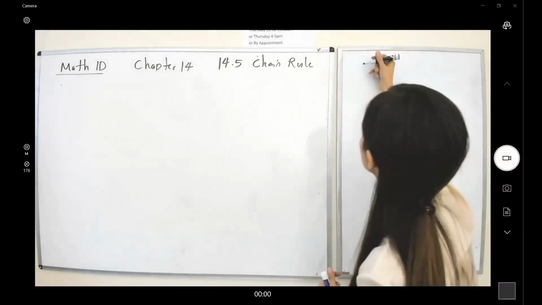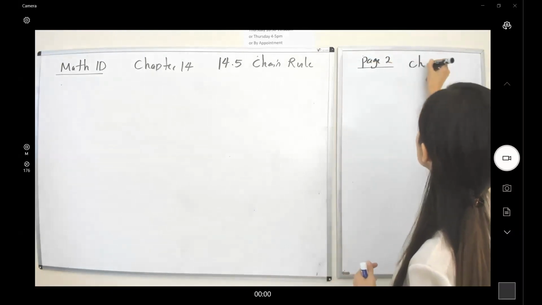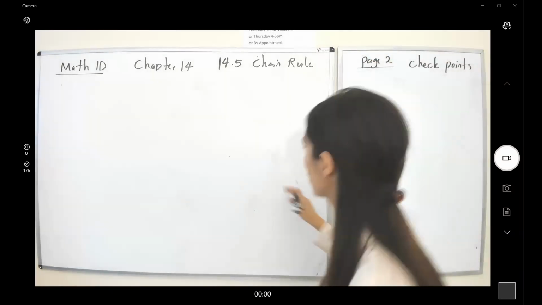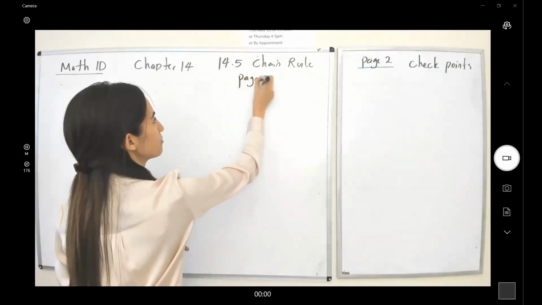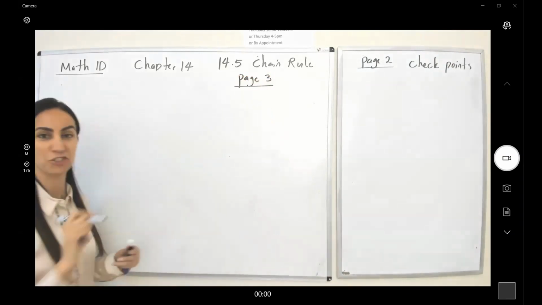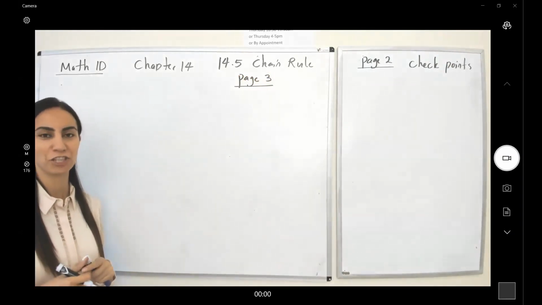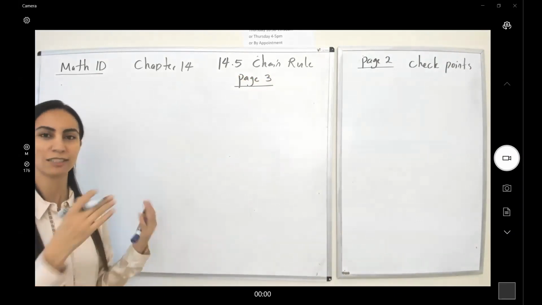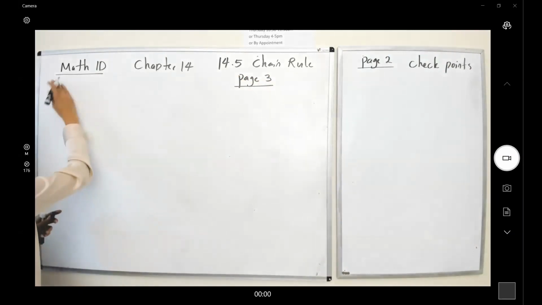So on page 2, we have more checkpoints. We're going to move on to page 3 and talk about implicit differentiation. So before talking about implicit differentiation in 2 free variables, let's get back to Calc 1A or elementary calculus.